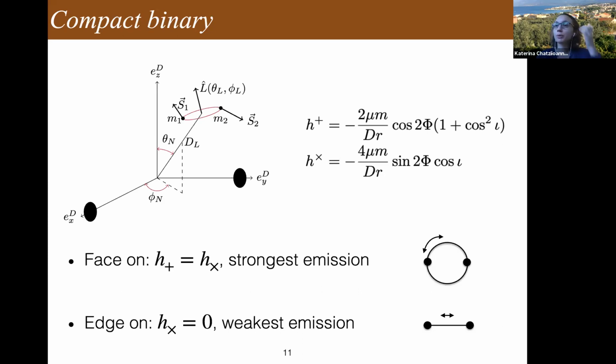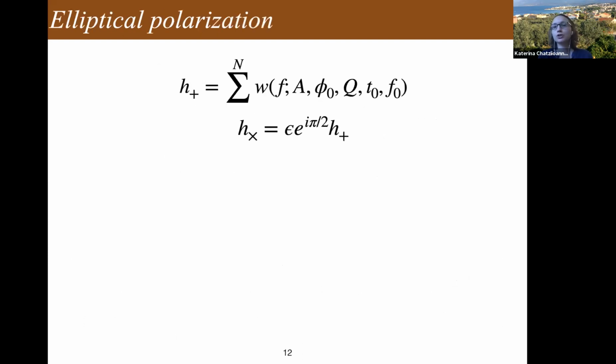Okay, so this is a general picture about polarizations. So let's try to see how we can extract them from gravitational wave data. The simplest thing to do is assume that signals are elliptically polarized. This is a pretty good approximation. It might sound a bit too restrictive, but it's actually not.